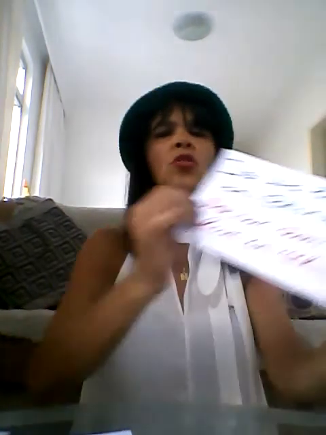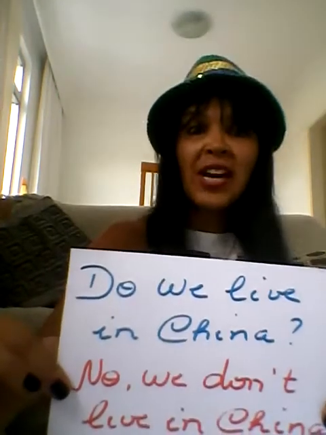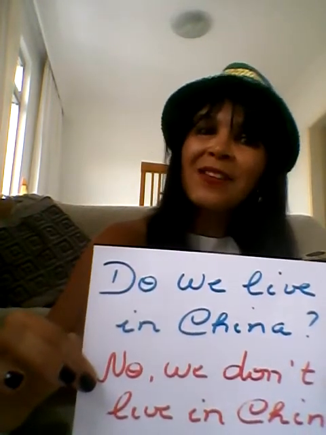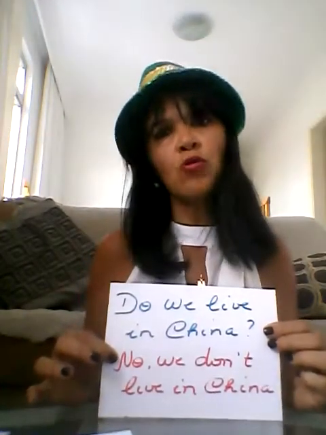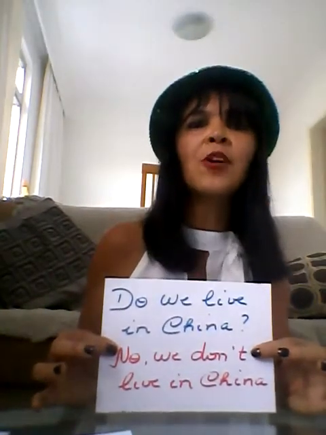And here I have the cards to show you. For example, Nadia, do we live in China? And you say, no, we don't. We don't live in China. Notice now that I have a negative expression, no, the pronoun we, don't. That means do not. In a contraction form, you say don't. No, we don't live in China.